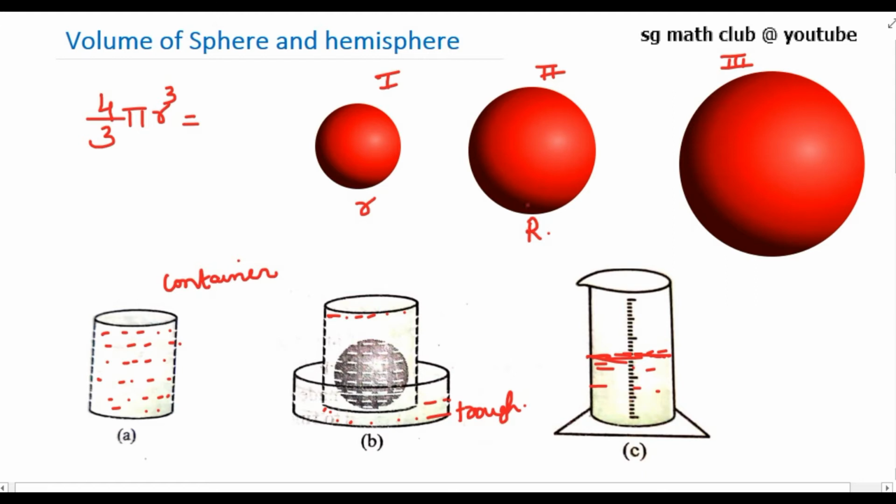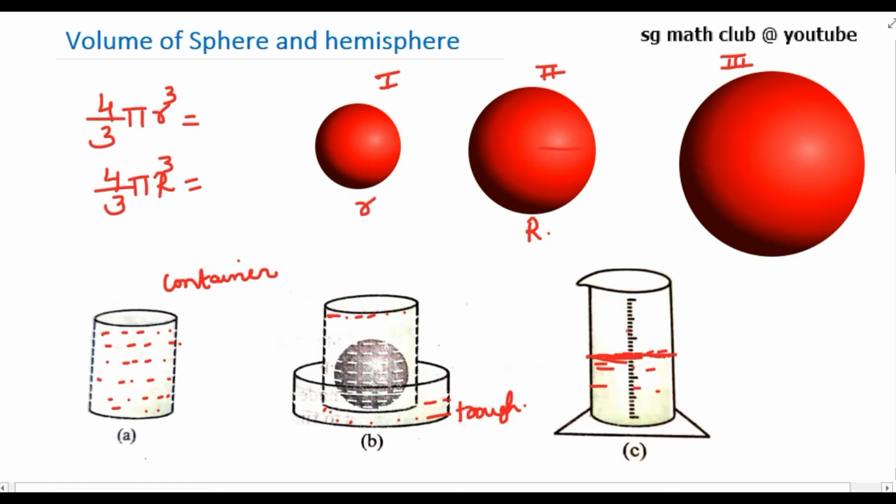The second sphere is of radius r. Again, you fill the container with water till the brim, then place the second sphere into this container. The water will overflow into this trough. Pour this water into the measuring cylinder and measure the volume of the water. Again, you can calculate 4 by 3 pi r cube for the second sphere. Again, you can see that this value and the volume of water in the measuring cylinder are almost the same.